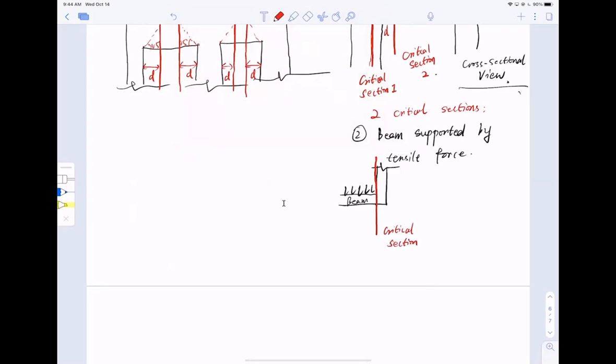So I need to show you the tensile force. The tension is going this way. So that is called the beam supported by the tensile force.